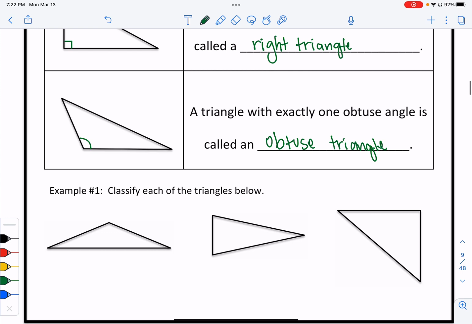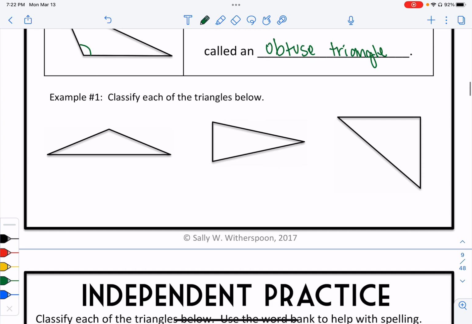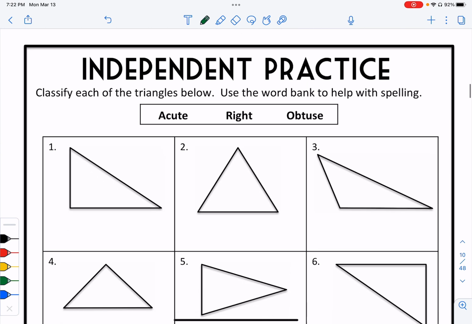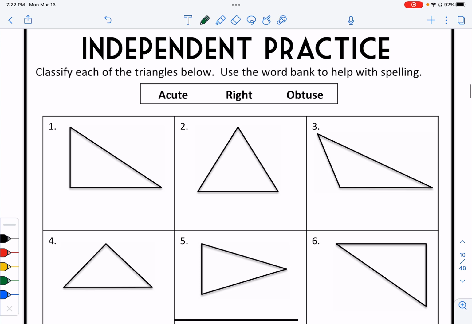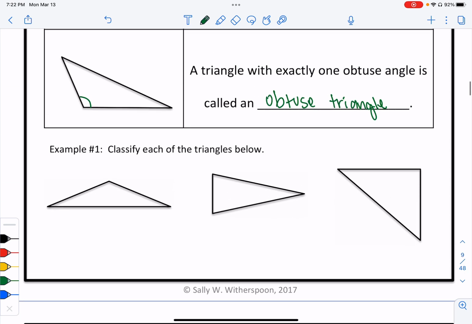Okay, example one that we're going to do is classify each of the triangles below. You are also going to have to do this on the independent practice sheet, the next thing, which is a lot. There's a lot of them, but I think you can do it.